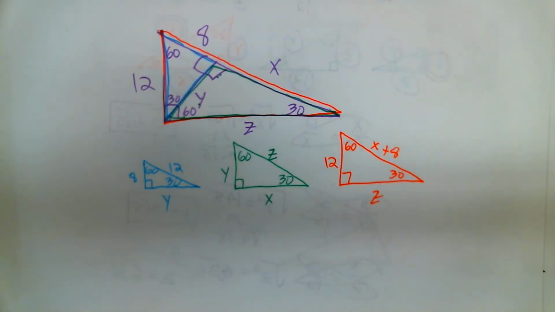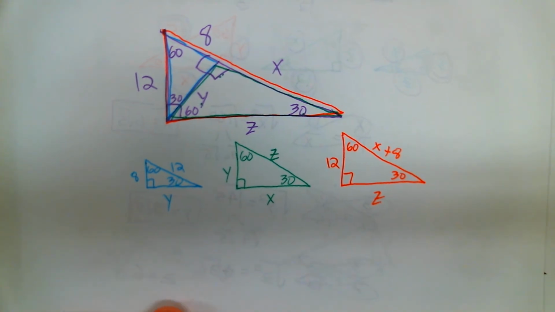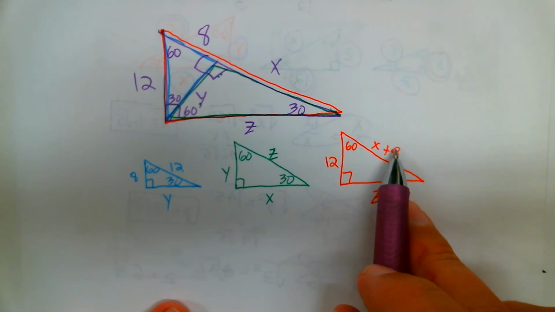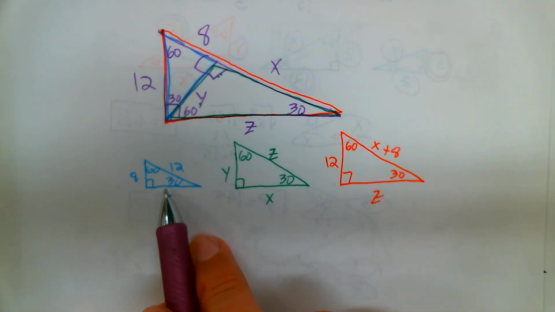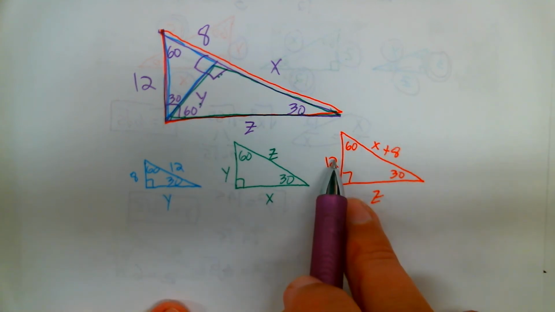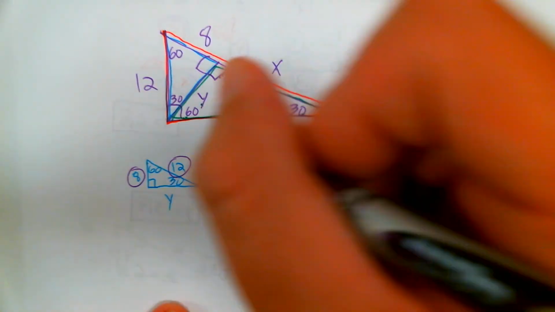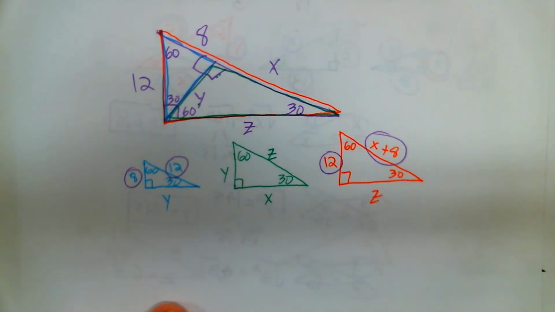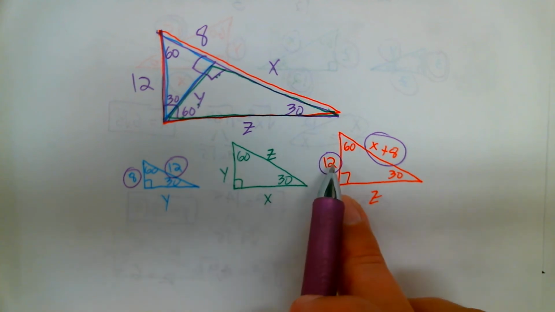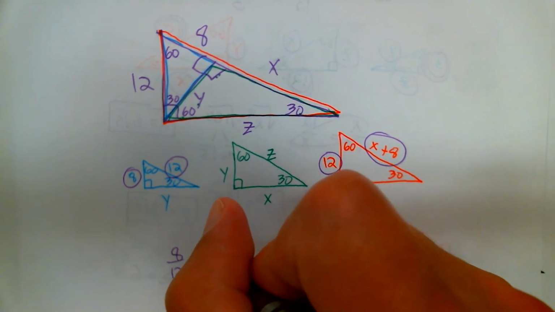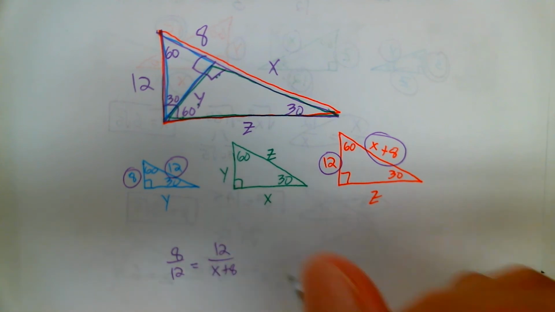Okay, now, where are my x's? Okay, I've got an x down here. I got an x over here. What can I set up? I got an x and a 12 and an 8 and a 12. Okay, so I can work with that. So I got an 8 and a 12 and a 12 and an x plus 8. So I'll go left over right. 8 over 12 equals left over right, 12 over x plus 8.